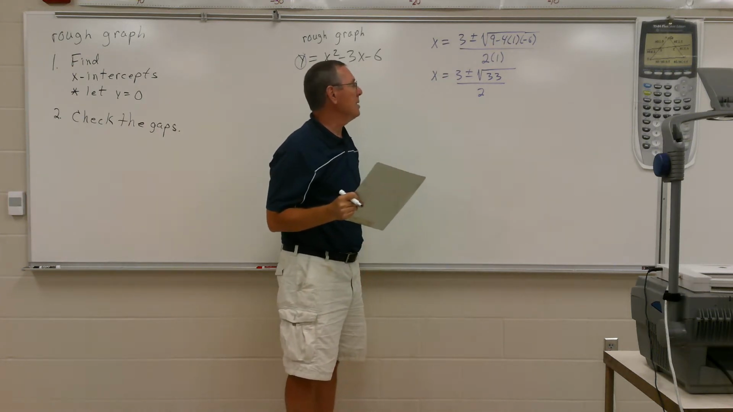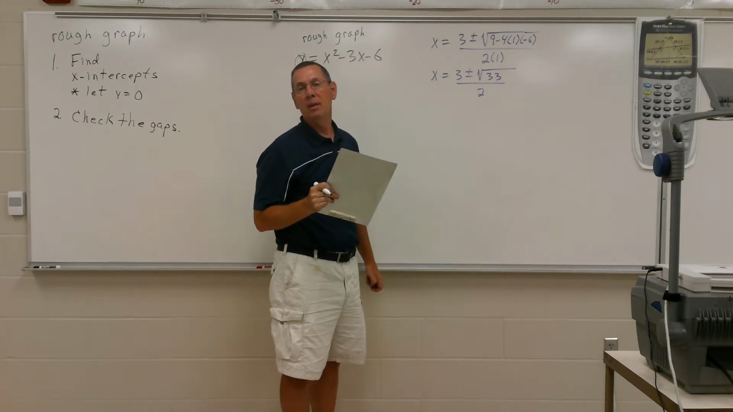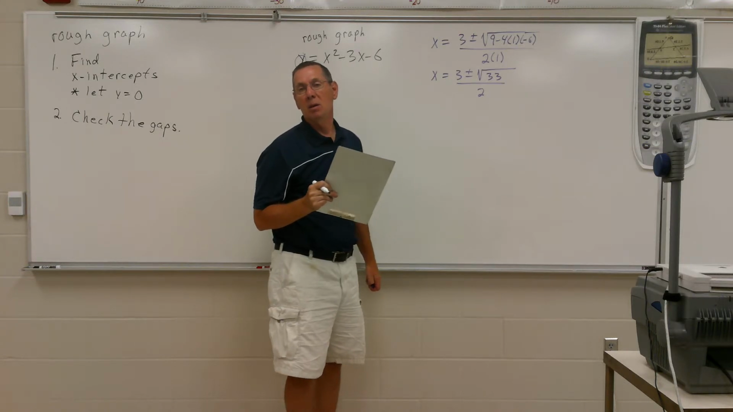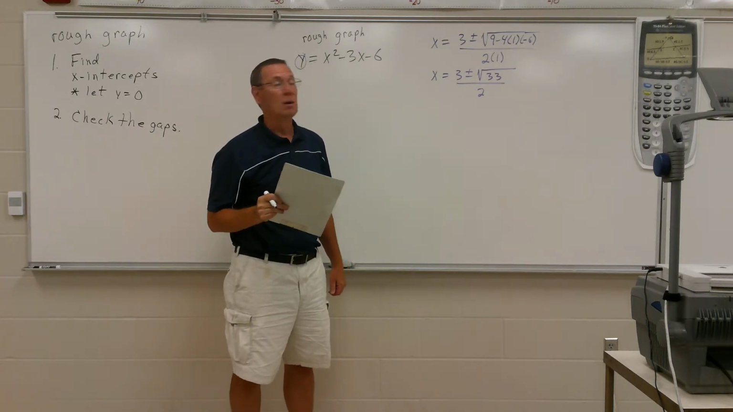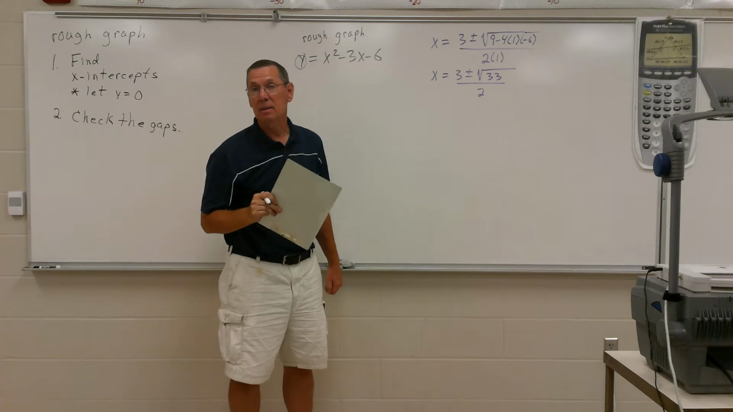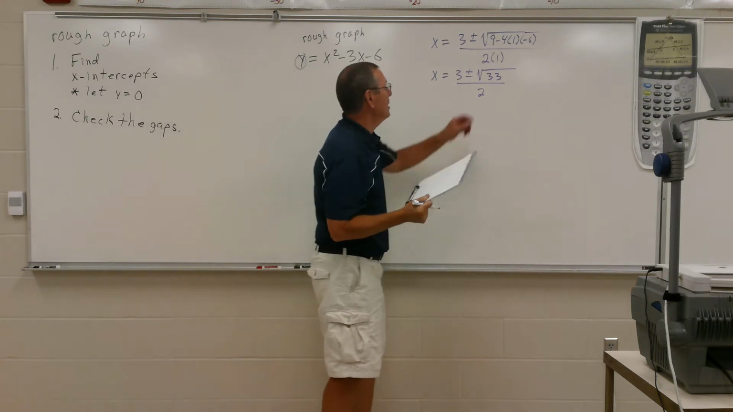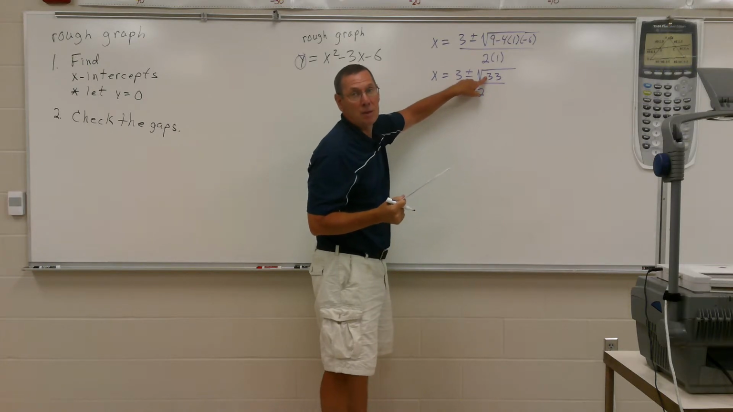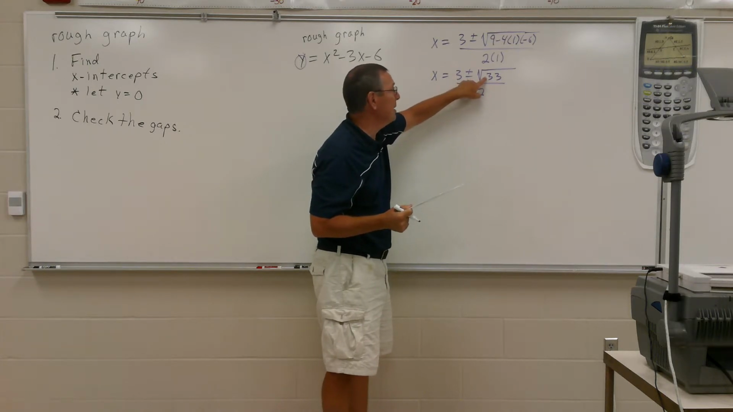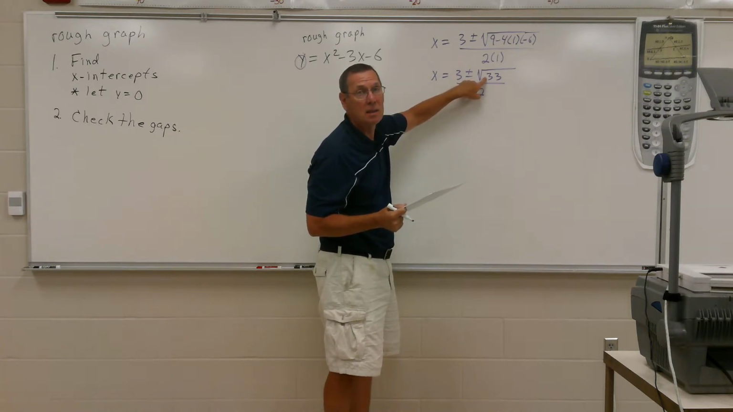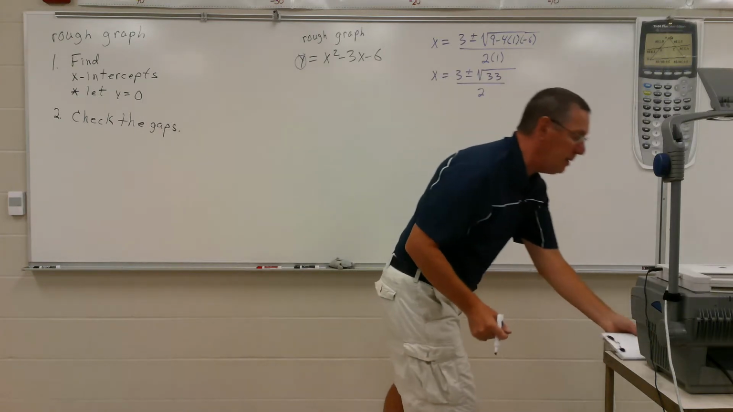Jessica, what's the square root of 25? No, the square root of 25. Oh, 5. What's the square root of 36? 6. Okay, so if the square root of 25 is 5 and the square root of 36 is 6, shouldn't this be somewhere between a 5 and a 6? Somewhere between a 5 and a 6?